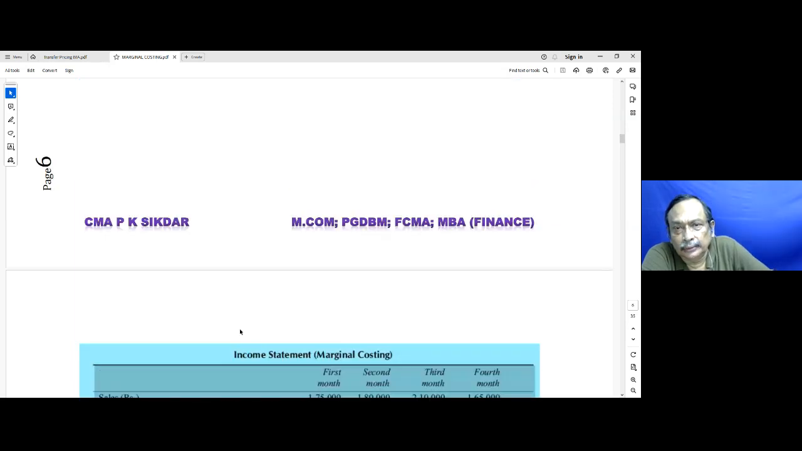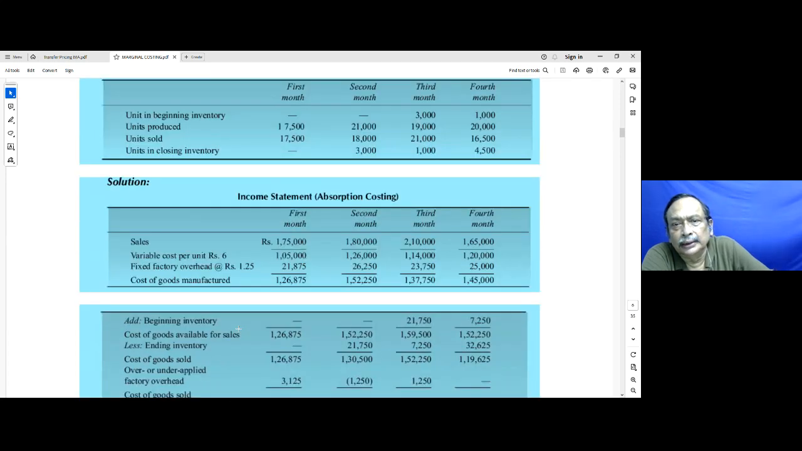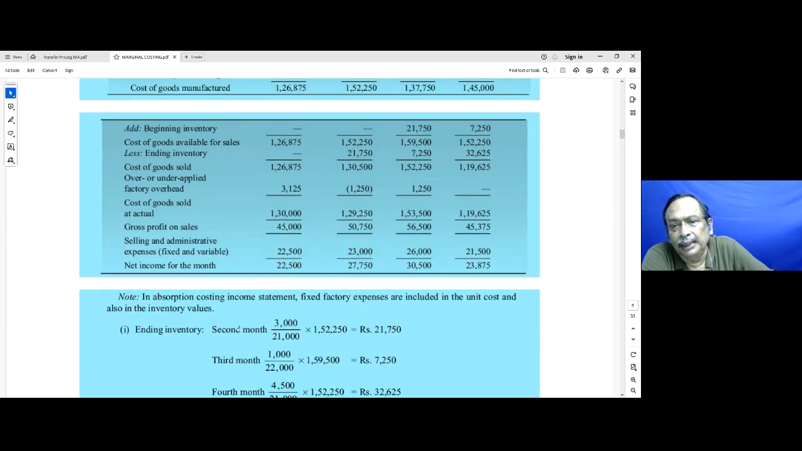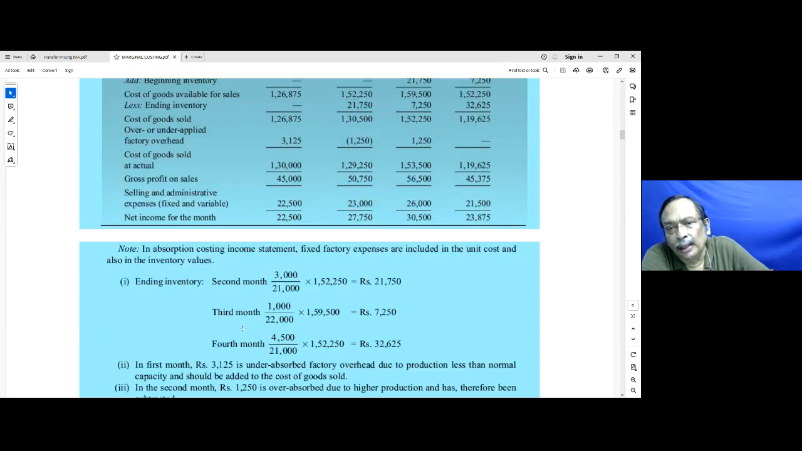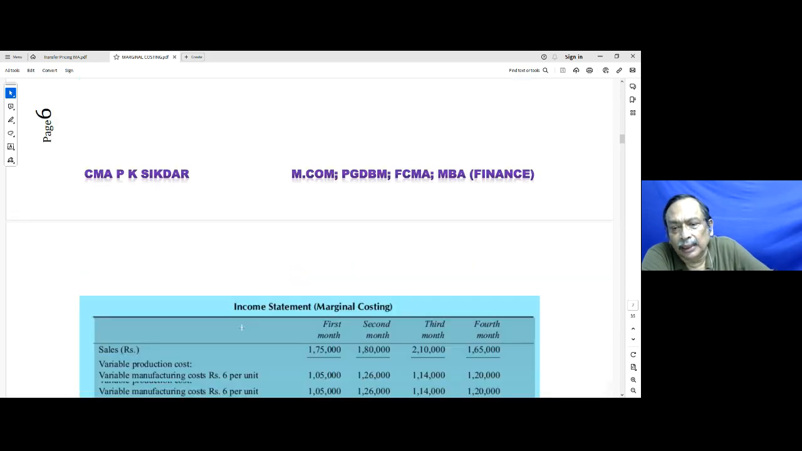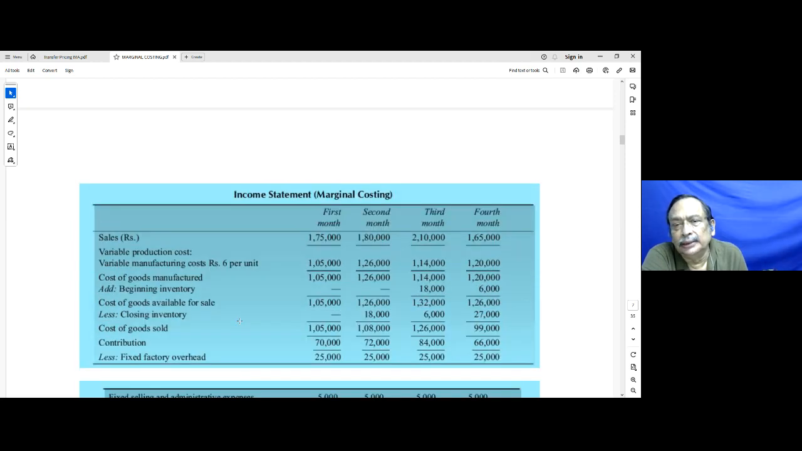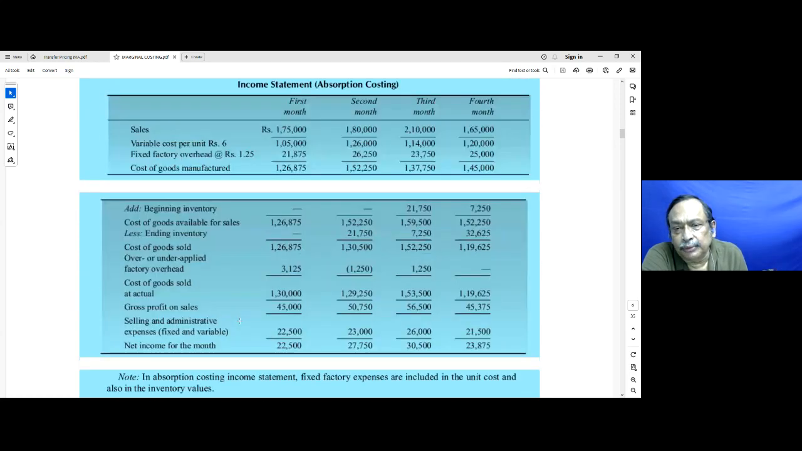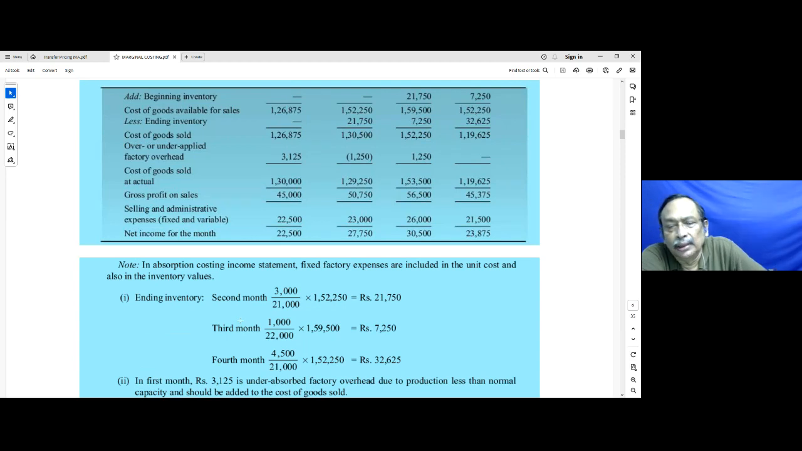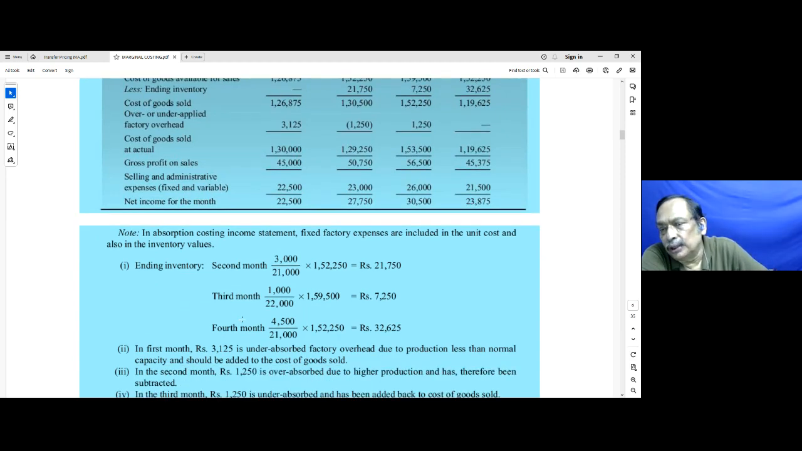Now, in the second month, under absorption costing, we are having 27,750 and under marginal costing 25,000. In the first case the profit is the same because there is no question of any beginning or closing inventory. In the second one, definitely there is a closing inventory, and due to this marginal costing profit is 25,000, but absorption costing profit is 27,750 due to the existence of closing stock or closing inventory, and it is valued at full cost, variable plus fixed.